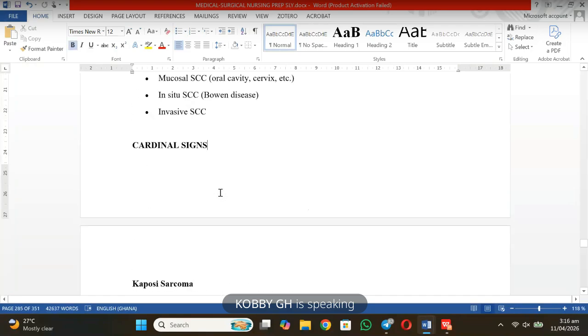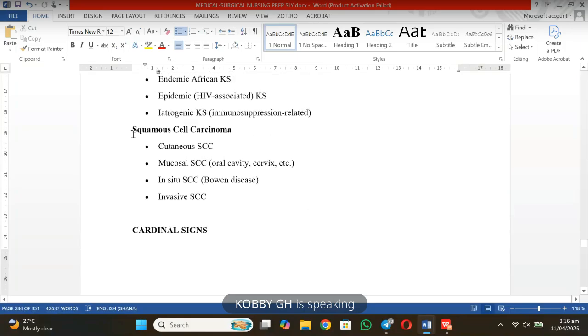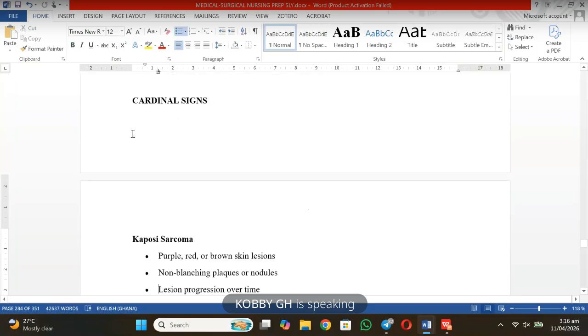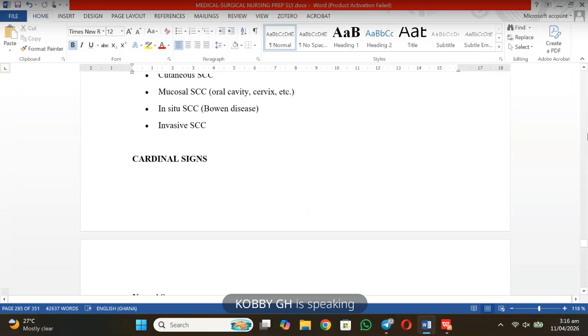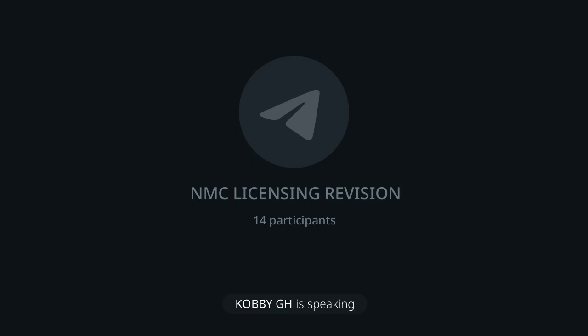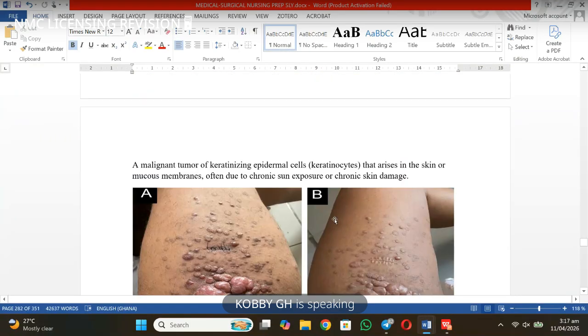Then we even have squamous cell carcinoma. That one too is cancer of the skin, a different type of skin cancer. So the cardinal signs are purple, red, or brown skin lesions. And because it's cancer, the lesion will keep progressing over time. You know, cancer goes through progression, promotion, and then metastasis. It can even start spreading. You see, it is spreading so well and so fast. Great, so that is Kaposi sarcoma.